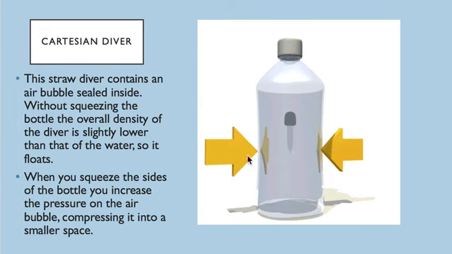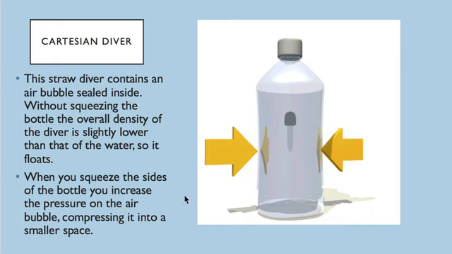Okay, so we've got a bottle full of water. We've got one of these divers, which has some glass, some rubber and some air in it, and that's what this is. So this straw diver contains an air bubble sealed inside. When you're not squeezing the bottle, the overall density of the diver is slightly lower than that of the water. Because you've got the air inside, it will float, because the density of this is less than the density of the water.